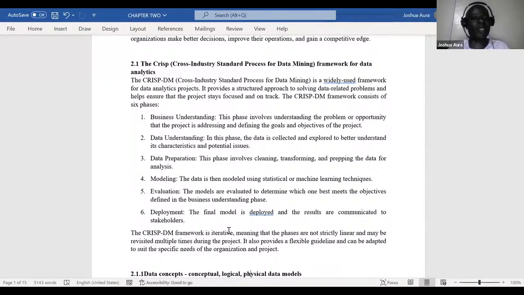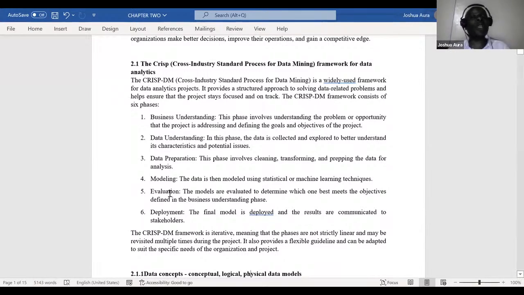Number 5, evaluation. The models are evaluated to determine which one best meets the objectives defined in the business understanding phase. Ladies and gentlemen, under evaluation, if it's regression analysis, you're going to do various simulations. Assume, for example, this is y versus x. Run the model. Then assume that now we have got 2 variables, y, x1, x2. Run the model. And then you should be able to evaluate these models. Which one, for example, has the highest coefficient of correlation? Which one has the highest coefficient of determination?